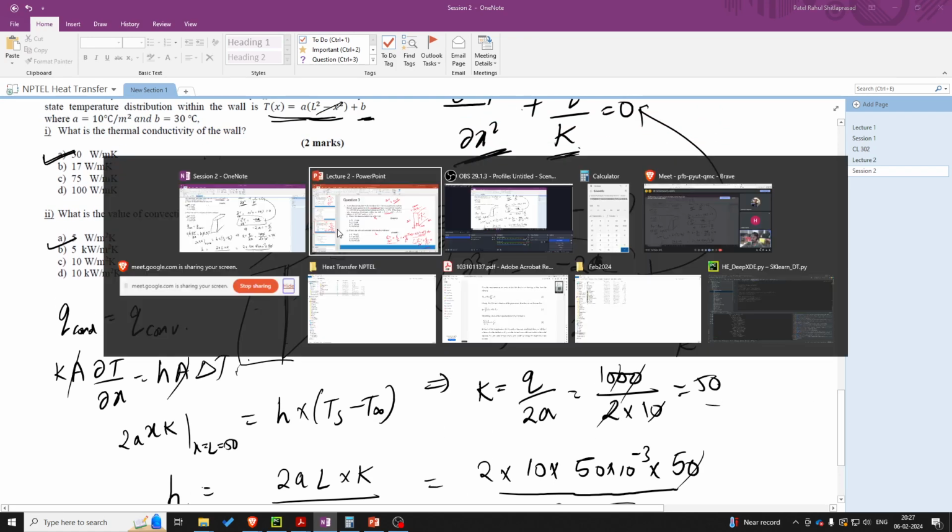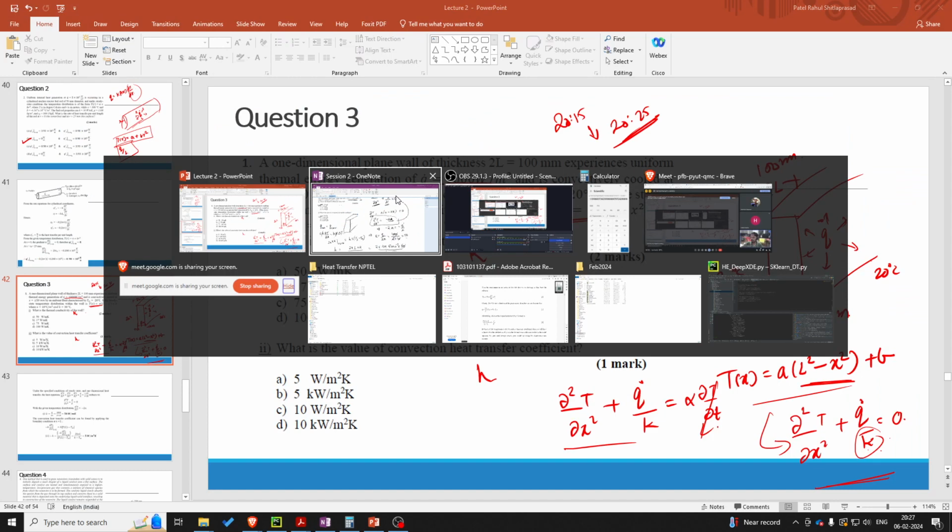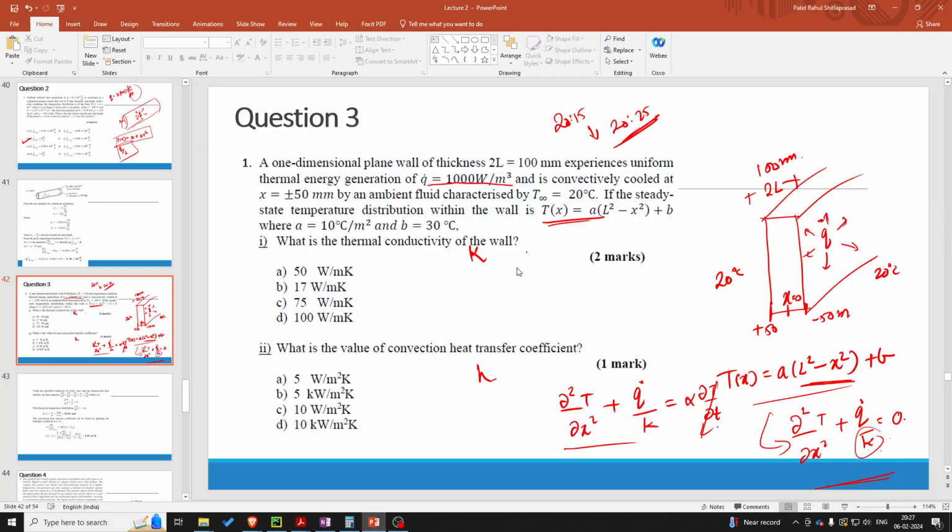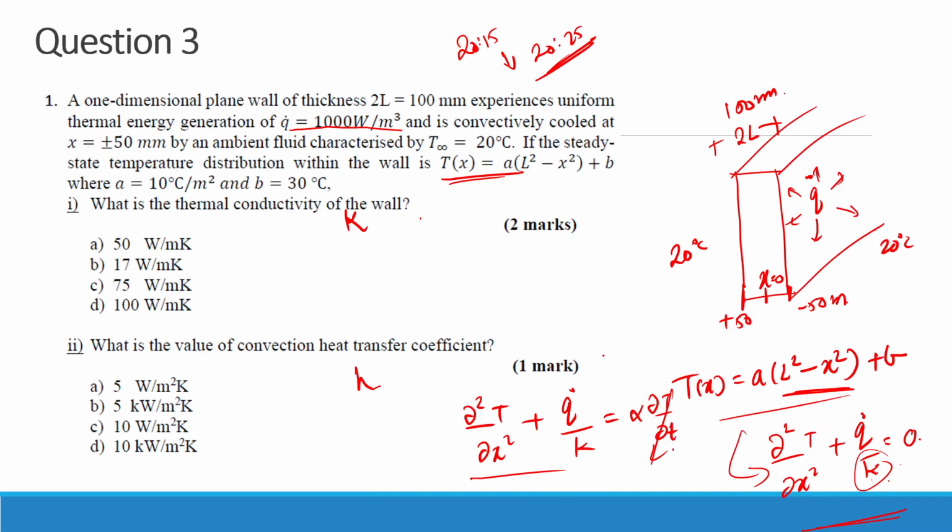So in this question, we used this heat balance equation, and then the temperature profile was given. In order to find the thermal conductivity, we just differentiated this term to get the second order derivative del 2T upon del x2, and we just straight away put it into this equation in order to find this K. And then to find the convective heat transfer coefficient, we just equated the heat balance at the surface.